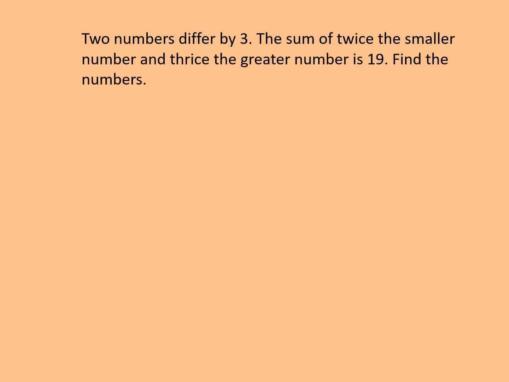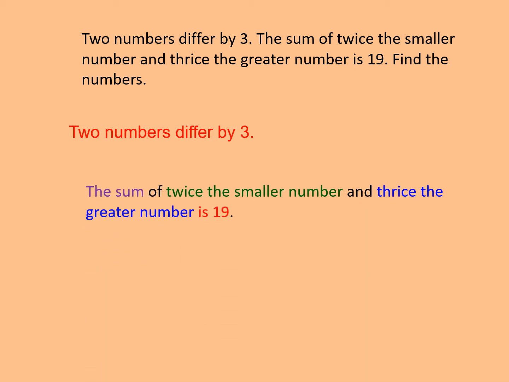The two numbers differ by 3. The sum of twice the smaller number and thrice the greater number is 19. Find the numbers. So there are 3 sentences. Let us take the first one: the two numbers differ by 3. You can choose any two numbers which have a difference of 3. Now see the second condition.